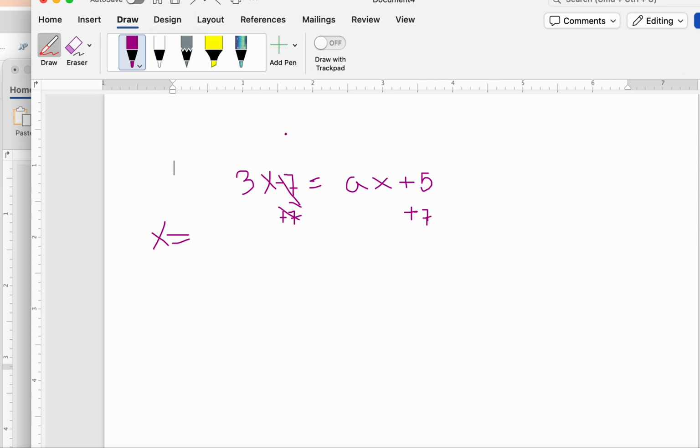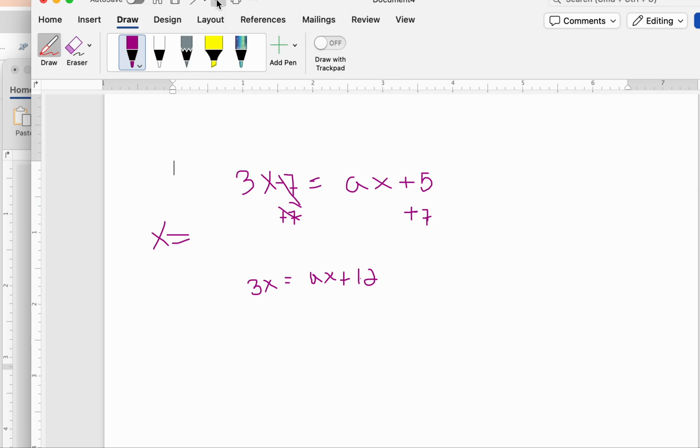I want to move the lowest constant first. So negative 7 is less than positive 5. So I add 7 to both sides, right? And I end up with 3x equals ax plus 12.